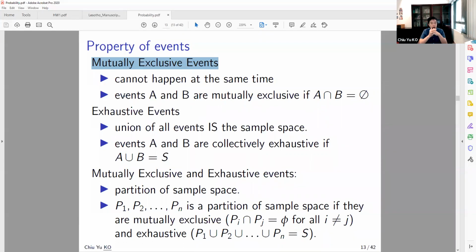Okay, or for rolling a die, number 1 and number 2 are mutually exclusive. Either you have 1 or you have 2. If you have 1, you cannot have 2; if you have 2, you cannot have 1. But it doesn't mean that either of them must happen, because you can roll a die and get 3, or 4. It doesn't have to be 1 or 2.